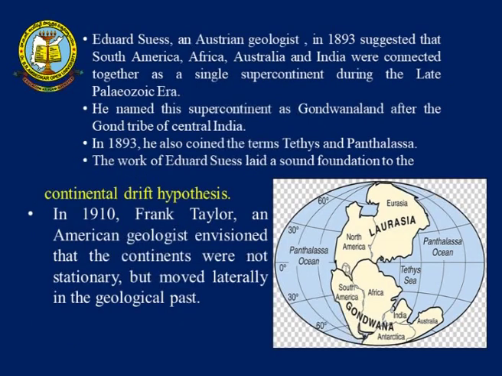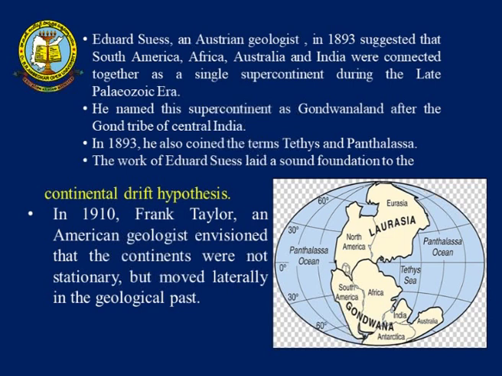Edwards, an Australian geologist, in 1893 suggested that South America, Africa, Australia and India were connected together as a single supercontinent during the late Paleozoic era. He named the supercontinent Gondwana land. So, you can see on the southern side there is Gondwana land, named after the Gond tribe of central India. So, the name came because of the tribes that were present in India, that is the Gond tribe.